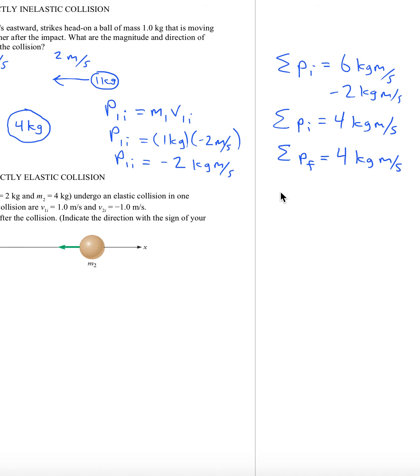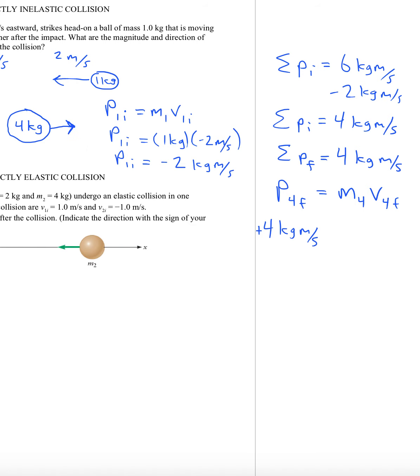Now let's calculate the final momentum of that 4 kilogram object. It'll be the mass of it times its velocity. Since it's the only object left because the other two have consolidated themselves into it, it needs to have 4 kilogram meters per second of positive momentum. That means it's actually going to end up moving to the right.